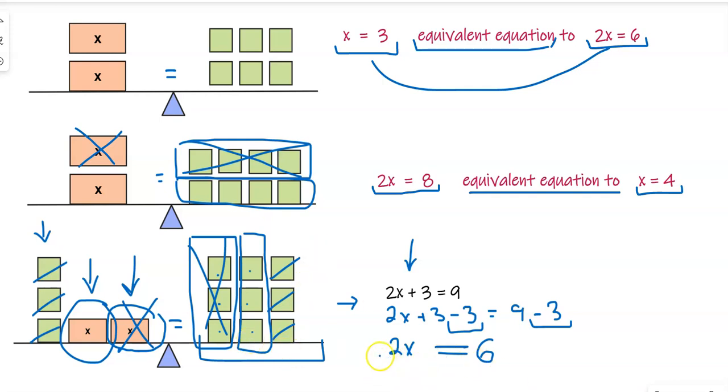And on this side that will look like we're dividing both sides by 2. So 2 and 2 will cancel out. So we have x equals 6 divided by 2 is 3. That's what we have on the picture. 2 x's, we're dividing into 2 groups. In each group we'll have one x, and on the right side we'll have 3 units.